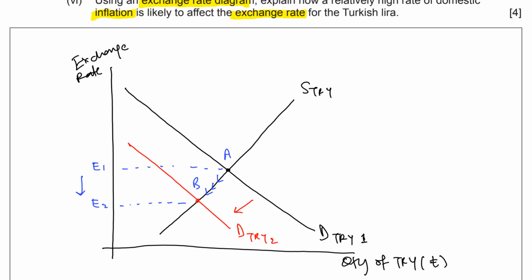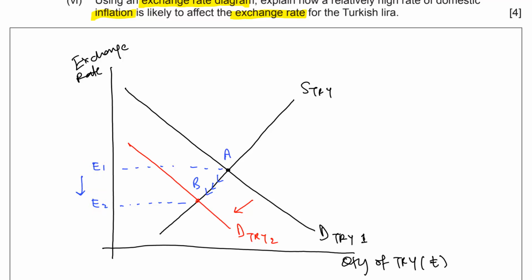And if they're not going to buy your exports, then they're not going to buy your currency, because the only reason why they want your currency is to buy your exports. So the fall in the demand for exports will lead to a fall in the demand for Turkish lira. And so therefore the demand curve in this exchange rate diagram is going to shift backwards. And so here we can see how that fall will result in a reduction in the demand for Turkish lira. Equilibrium is going to move from point A to point B. And as a result, the exchange rate is going to fall from E1 to E2, and that's going to cause a depreciation of the exchange rate.